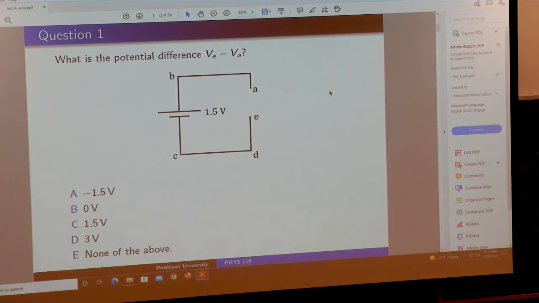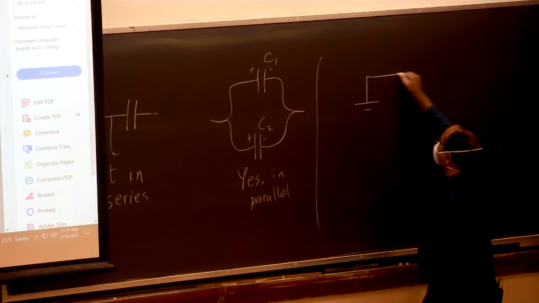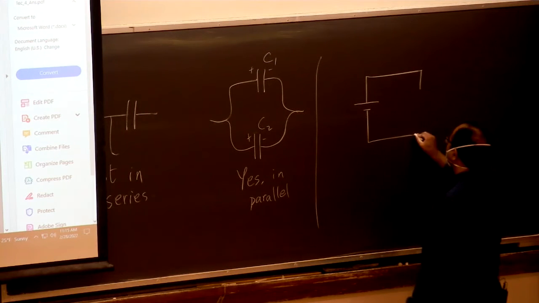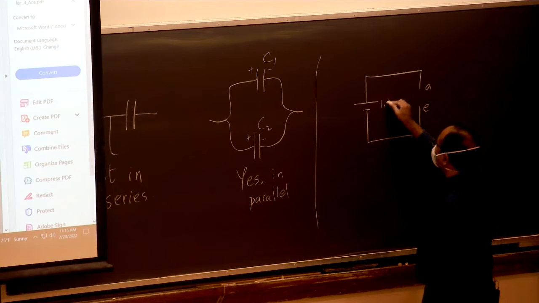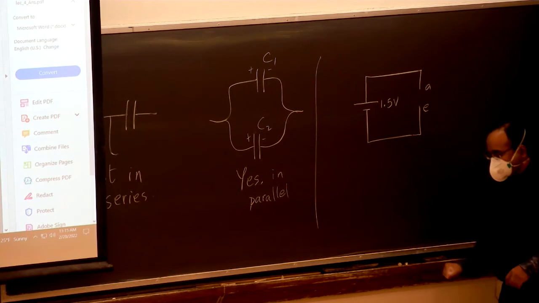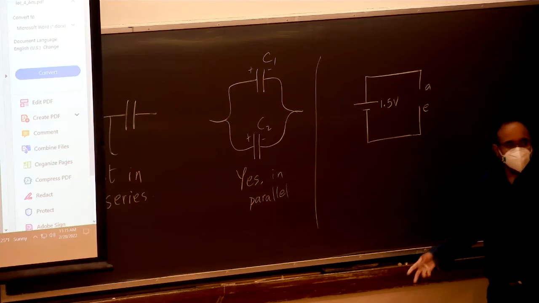All right. So now let's try VE minus VA. Question. Yes. True, there would be no current, but there can still be potential differences. So a battery maintains a potential difference even if there's no current flowing through. Let's check. So we have E, we have A here, we have 1.5 volts.